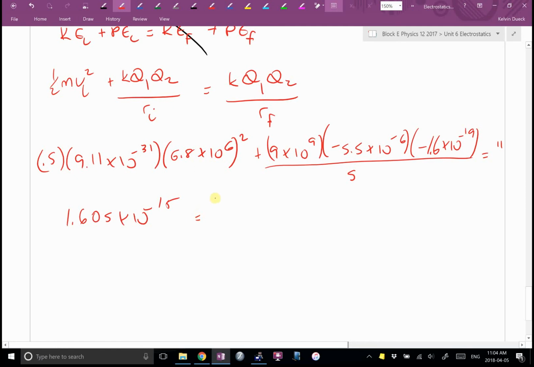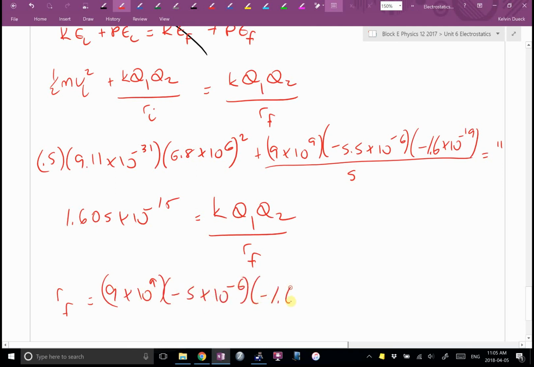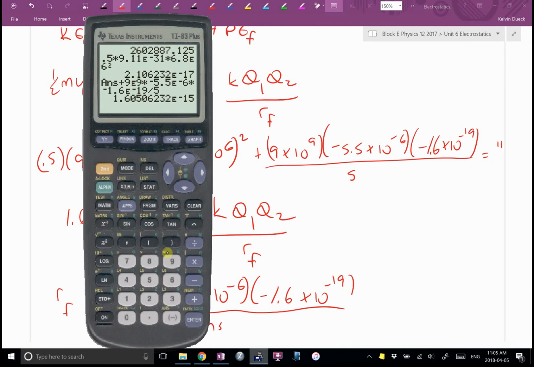That equals K Q1 Q2 over R final. So I guess that means R final is going to be K Q1 Q2 all over the answer that's stored on my calculator. It's going to be K Q1 Q2 all over my answer button. Any typos? I think I look good.